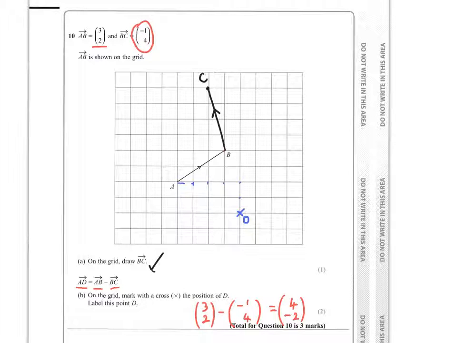And if you want to see the vector A to D, that's what it would look like. But we're only asked to do a cross where D is. So there we go. There's our cross.